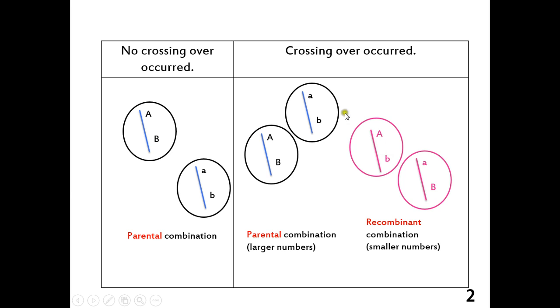The reason why you will see the parental combination is because crossing over is a chance event. So sometimes it occurs, sometimes it doesn't. In the event that it does not occur, we will get back the parental combination, which is actually happening in larger numbers. In this chance event that crossing over does occur, you will form the recombinant combination, and this will be observed in a smaller number.